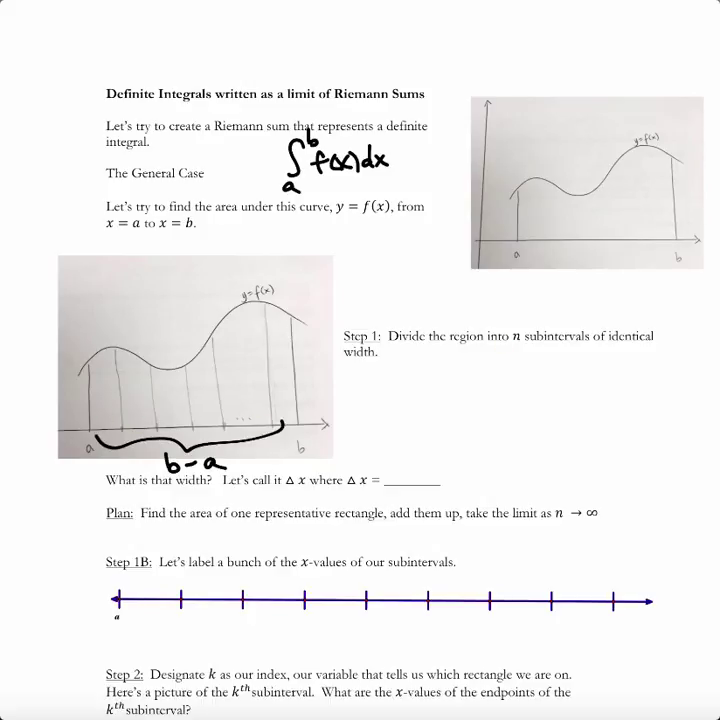And if we have n identical subregions, then each one of these subregions has a width we'll call delta x. Delta x is the entire width of that interval, b minus a, divided into n subintervals. So the width of each subinterval, delta x, is equal to b minus a over n. And we may use these two interchangeably, either now during the exploration or later on when we're doing some actual problems.